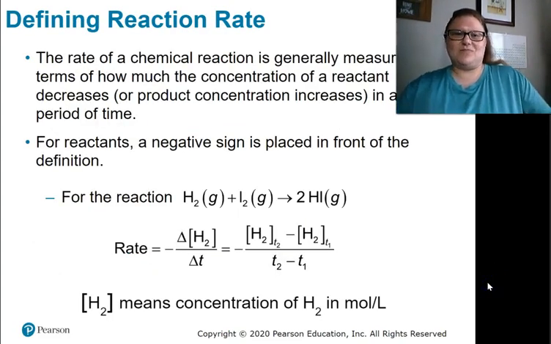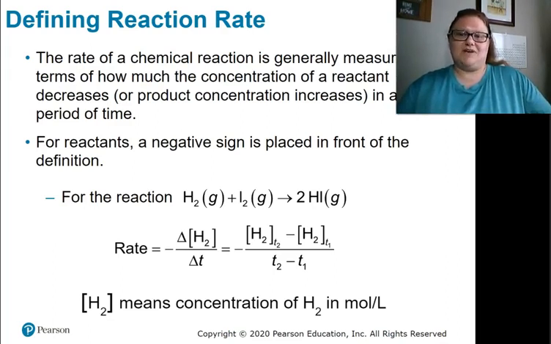All right, but kinetics is about rate. So not only do we have criteria for the reaction to take place, but the main focus in this chapter is how our reactants and products are being used up and made. And so we have a definition for reaction rate. So it's measured in terms of how much the concentration decreases, if we're talking about reactants, or how much the product concentration is going to increase in a given period of time.